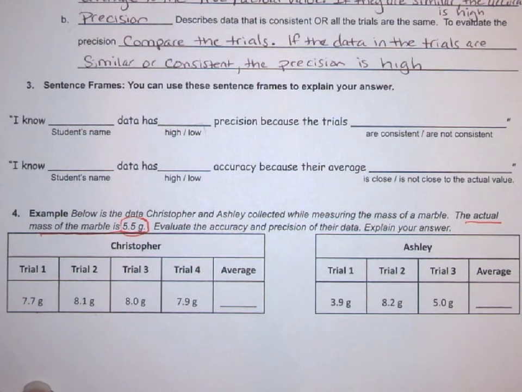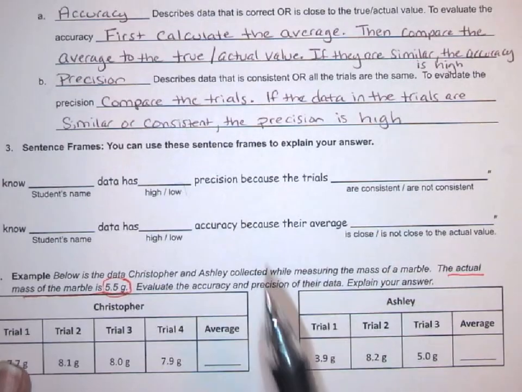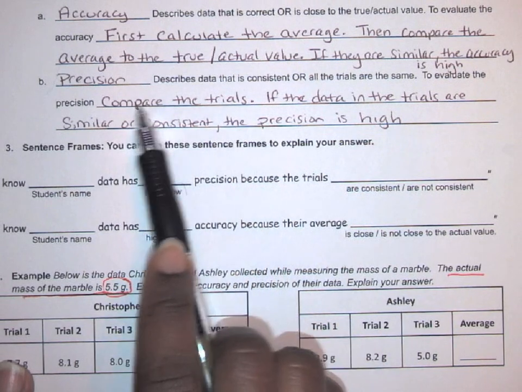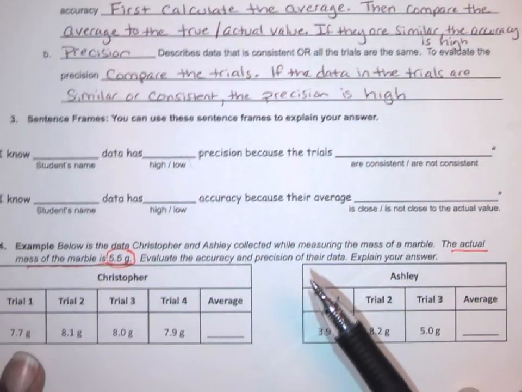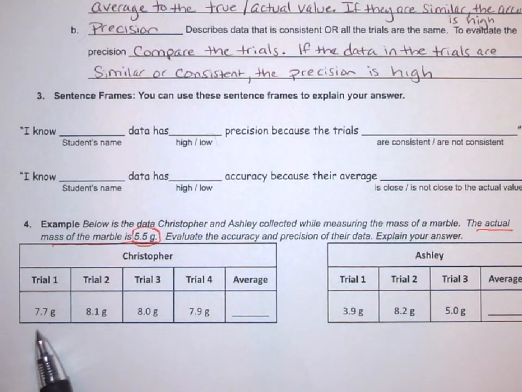Okay, so let's start off with precision. We'll do that one first. For precision, remember, we're going to compare the trials. I don't need to calculate the average yet. All I have to do is compare the trials, and if they're similar or consistent, the precision is high. So if I look at Christopher's trials, trial 1 he has 7.7 grams, trial 2 8.1, trial 3 8.0, and trial 4 7.9.